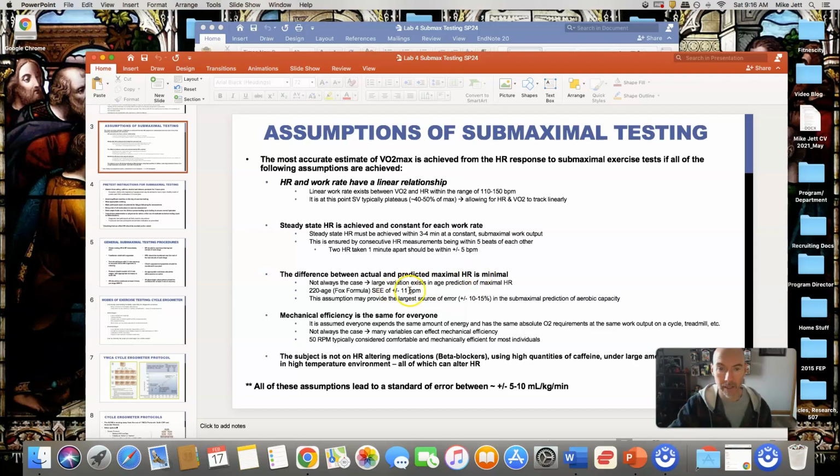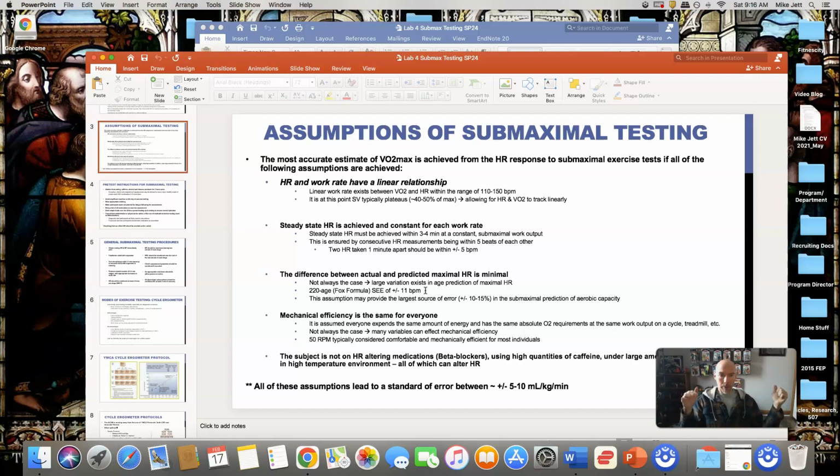There is a plus or minus error of 11 beats per minute, as you see listed right here. The error tends to vary based upon somebody's age. For younger people, it tends to underestimate max heart rate. For older people, it tends to overestimate it. For middle-aged people, which I would put myself in that category, I'm like 47, 48. I hope this is an evergreen video, so I'm not going to give you my exact age, but I'm in my late 40s. The formula tends to be very accurate. So the age of the person can influence the accuracy.